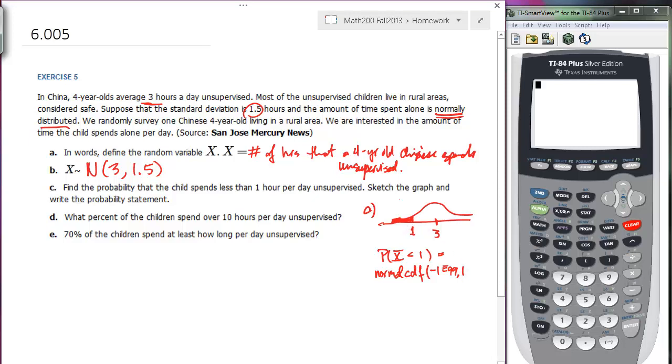Our high is 1, so this is a low, high. Our mean is 3, our standard deviation is 1.5. So that is what we'll put into our calculator.